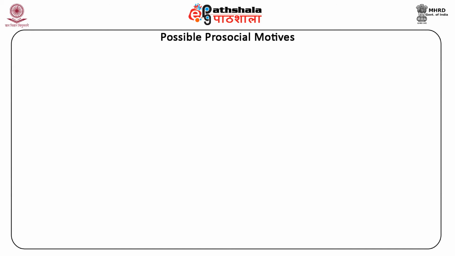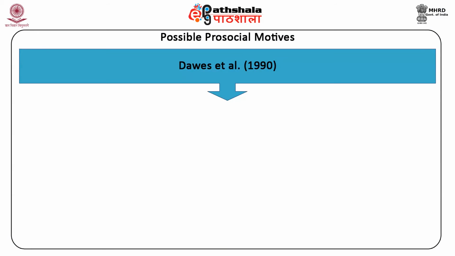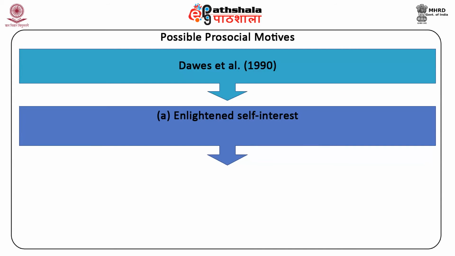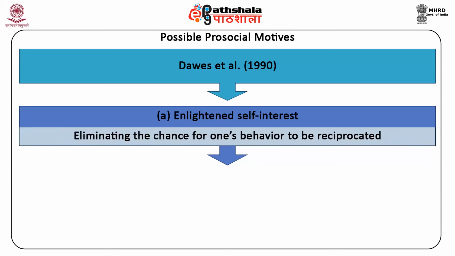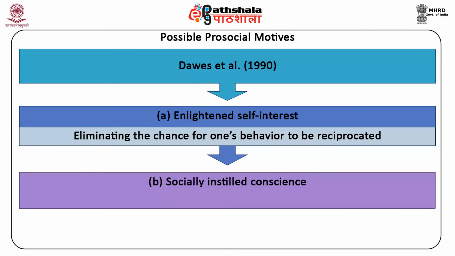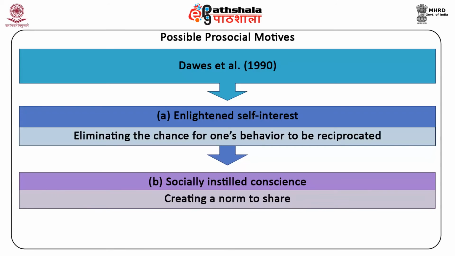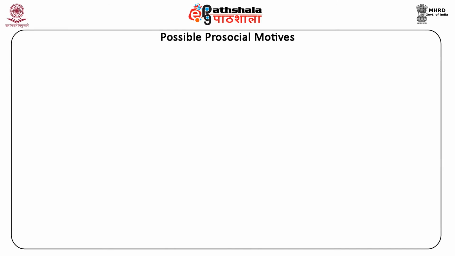Based on this research, Dawes et al. ruled out the two most plausible egoistic explanations for collectivist motivation. They are: A. Enlightened self-interest, by eliminating the chance for one's behavior to be reciprocated, and B. Socially instilled conscience, by creating a norm to share. But to explore this further, deeper and broader research is needed.